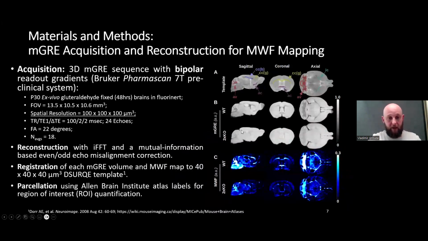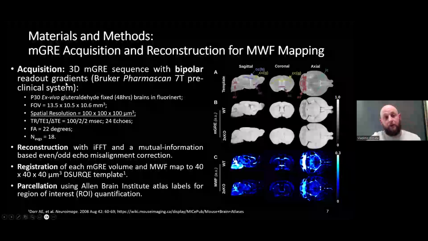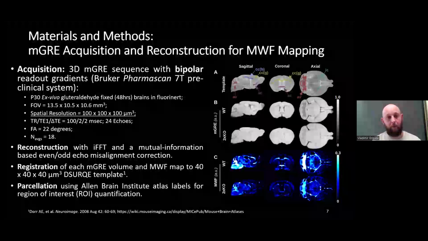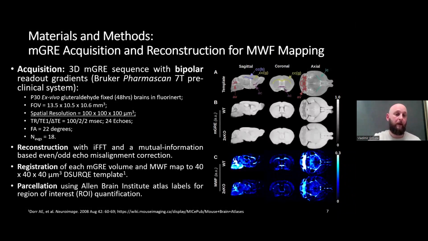So let's get down to the MRI bit. This is our acquisition for our gradient echo. The key parameters here are that we image these mice at P30, so they're adult-ish, but not fully adult, meaning that they're still in the process of postnatal myelination.